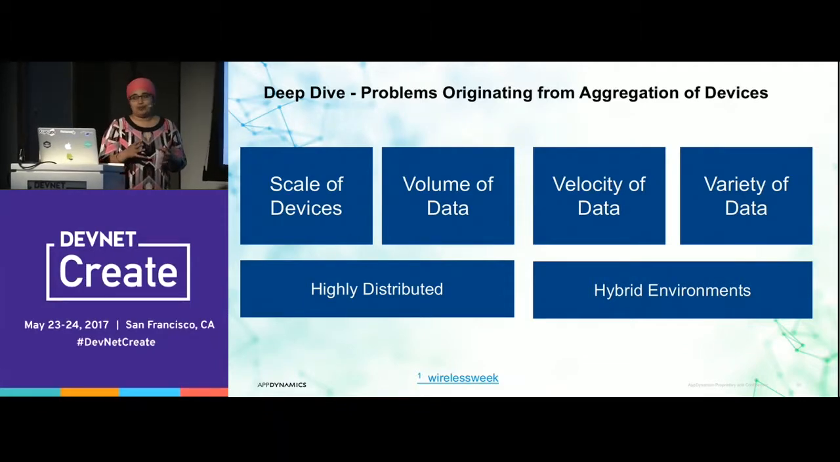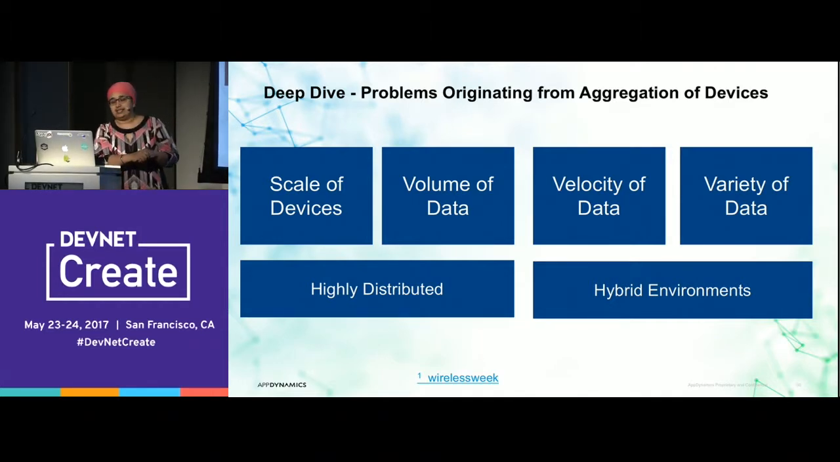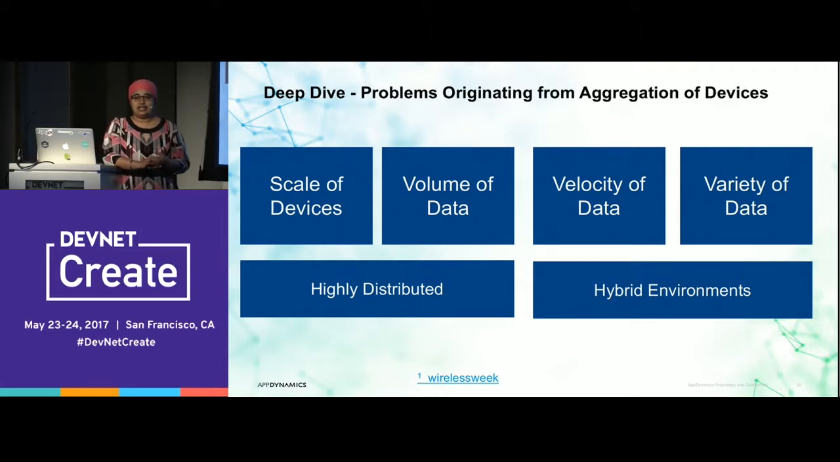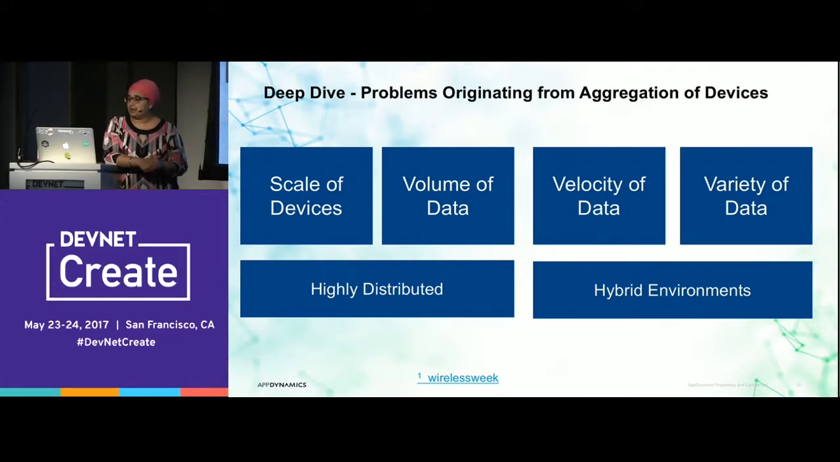Then there are a set of problems that happen not from a single device, but from an aggregation of devices. There are three V's that get talked of. The volume of data that comes in, so how much is the total data that your backend now has to consume. The velocity of data, it may not be too much, it might be the same amount of data, but you get bursty data. The third one is the variety of data.